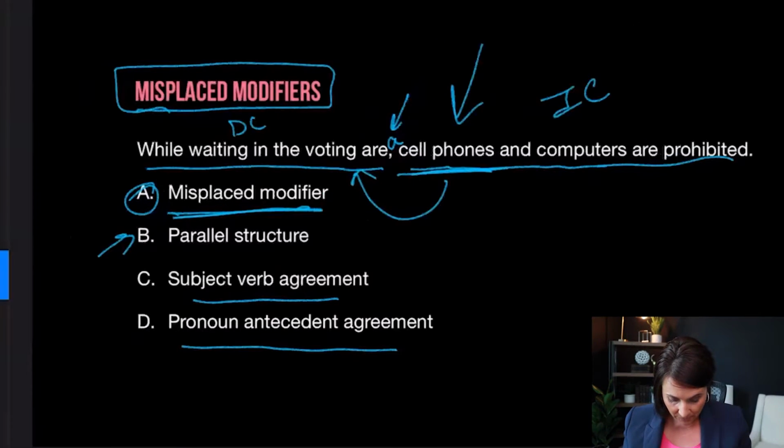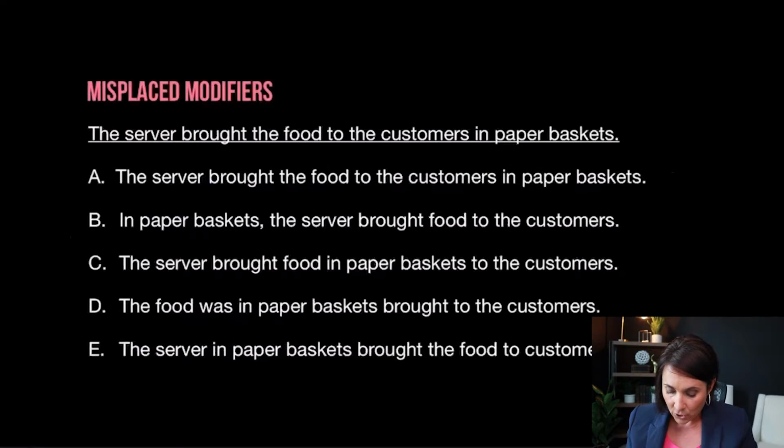Now let's try another misplaced modifier here, okay? You may see it done like this. Now remember, we have an underlined portion of the sentence, and then we have A is going to be no change, okay? So let's read the question first here. The server brought the food to customers in paper baskets.